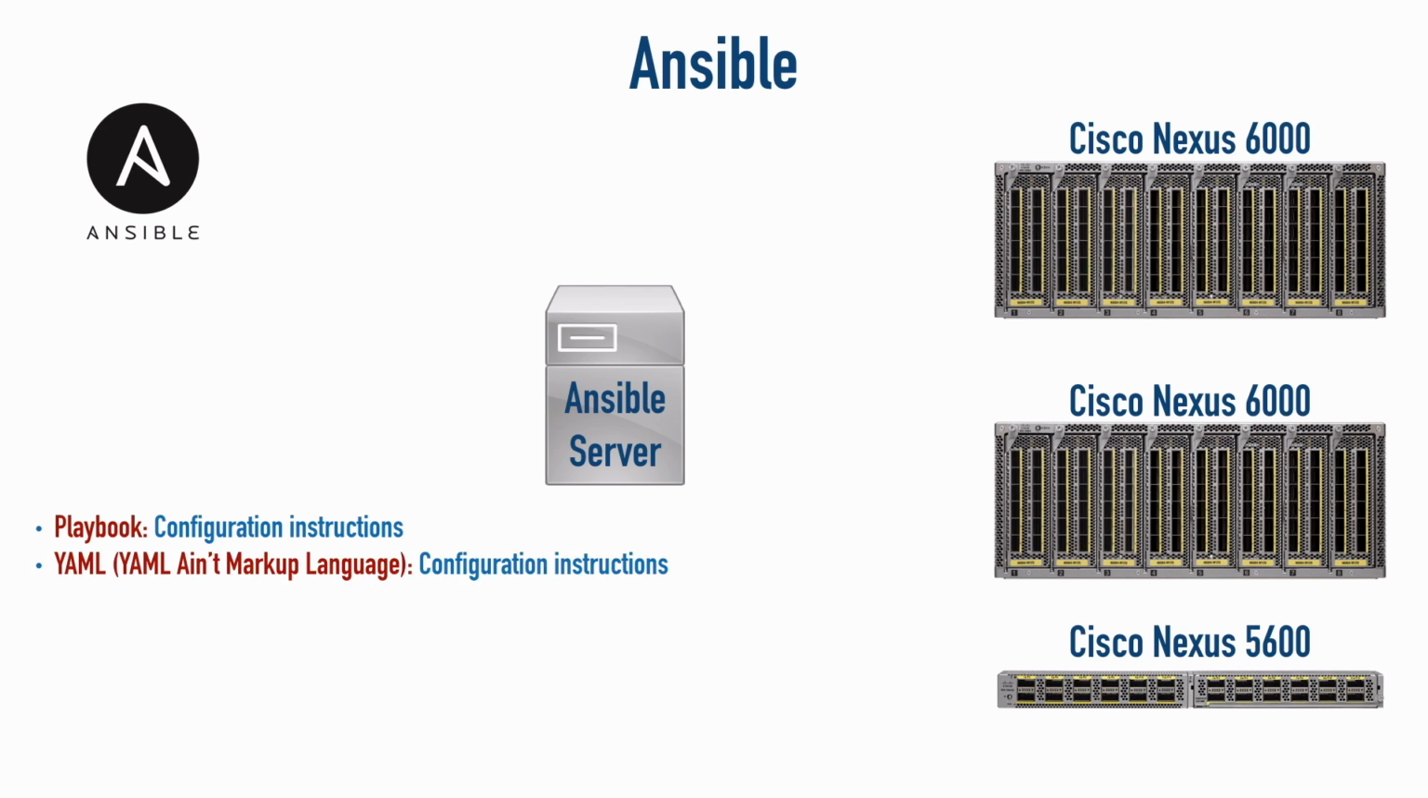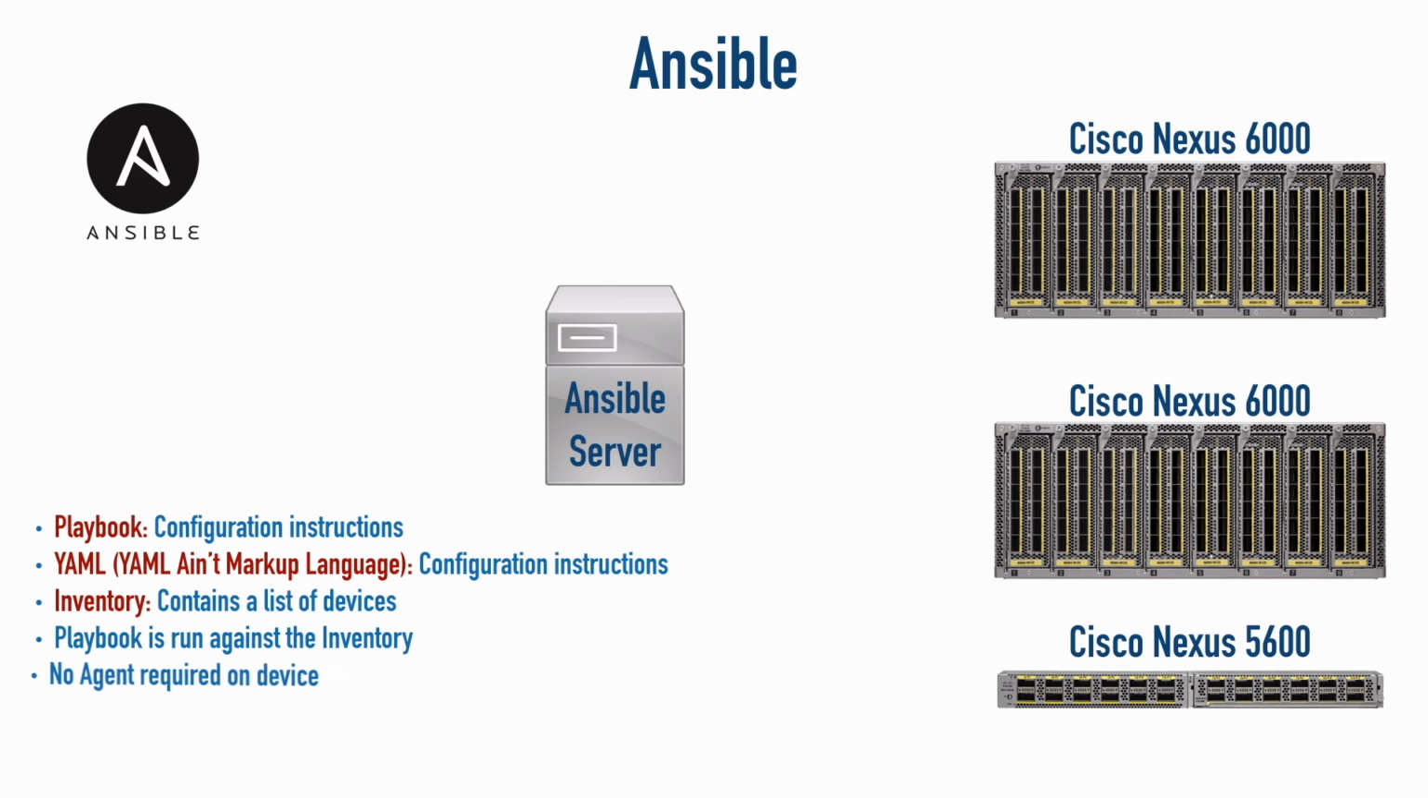And then we're going to have an inventory. That's a list of devices that we're going to apply our configuration to. What we're going to do is take that playbook and run it against our inventory. And again, the big distinction between Ansible and the other two tools we talked about, Puppet and Chef, no agent is going to be required.